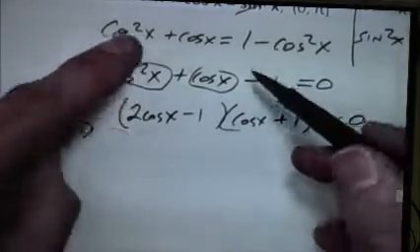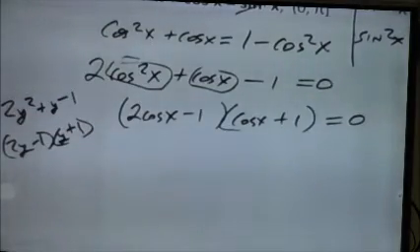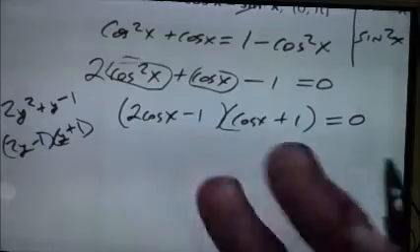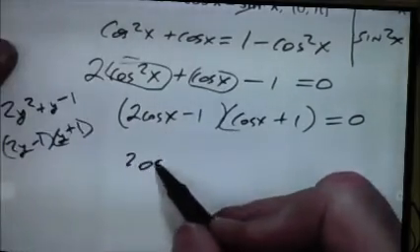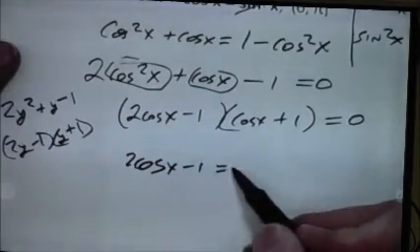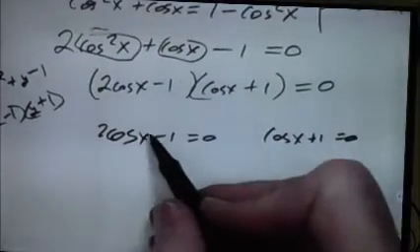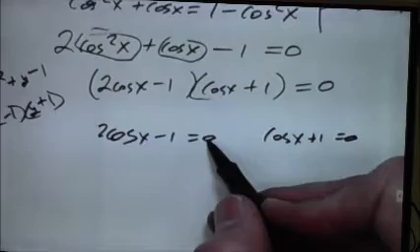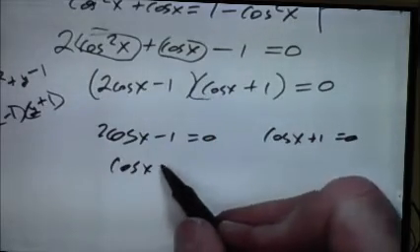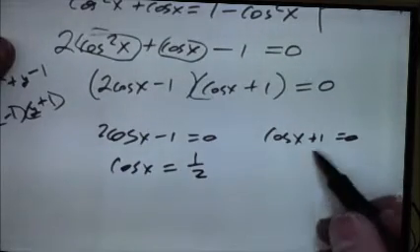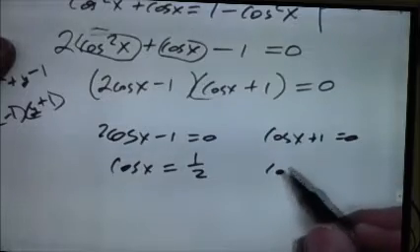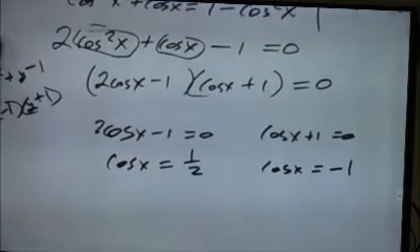But now that I've factored it, the rest of it becomes just like the past problems we did. We just solve them for what angle. So I have 2 cosine x minus 1 is equal to 0. Cosine x plus 1 is equal to 0. So let's bring that over here as plus 1 and divide by 2. Cosine of x is 1/2. Here, bring it over as minus 1. Cosine x is minus 1.